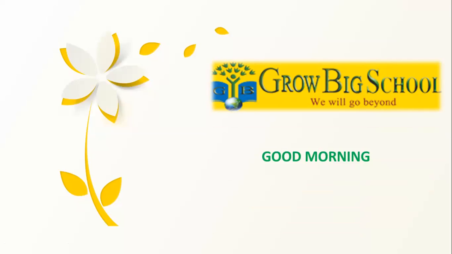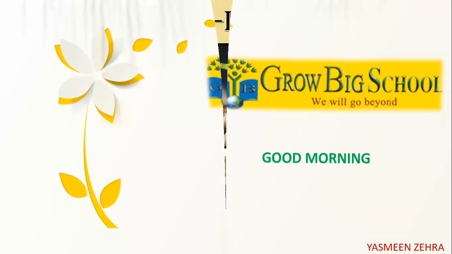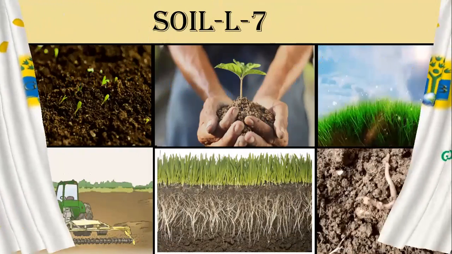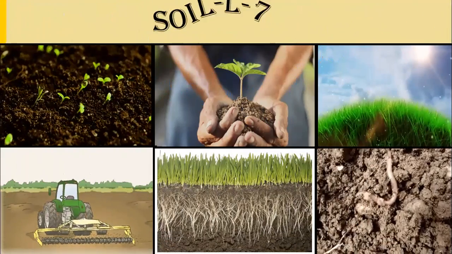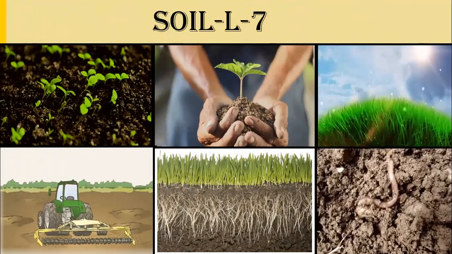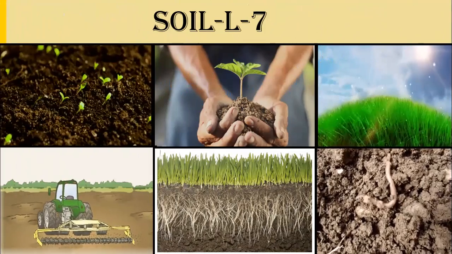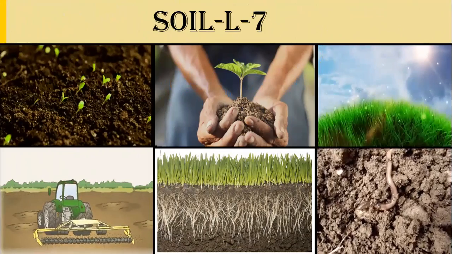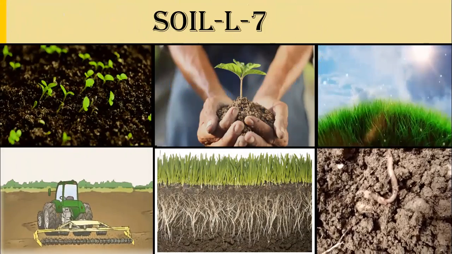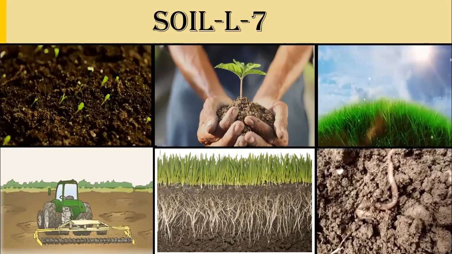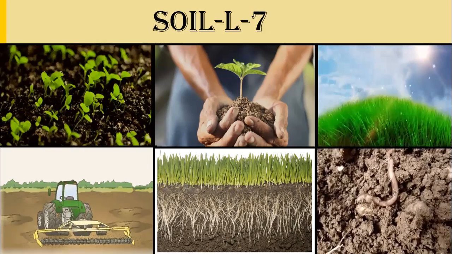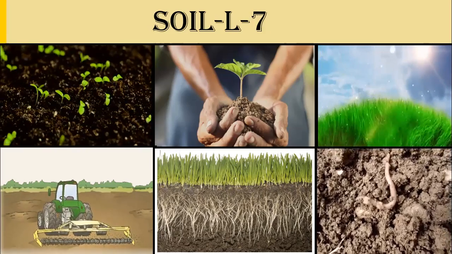So, children, today I'm going to start with a new chapter, and that is lesson number 7. Name of the chapter is Soil. As you know, soil is defined as the uppermost layer of the earth's crust in which plants grow. And children, it is one of the important natural resources available to us.